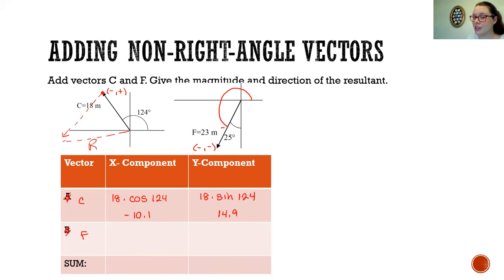We already calculated this angle before. From 0 degrees, we're 270 minus 25, which leaves us with 245 degrees. So for this vector, we're going to use 23 times the cosine of 245, and then here we're going to do 23 times the sine of 245. That's going to give us negative 9.7 and negative 20.8.